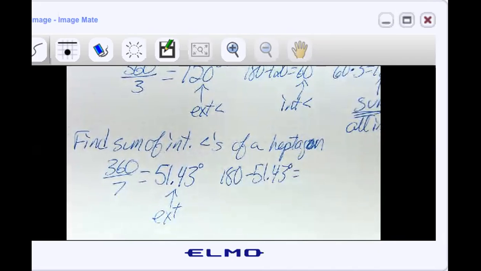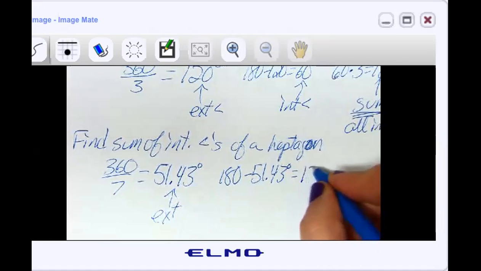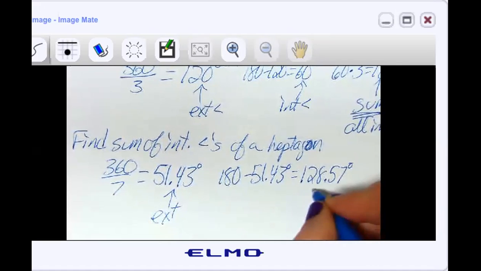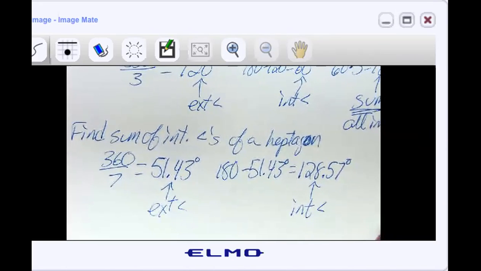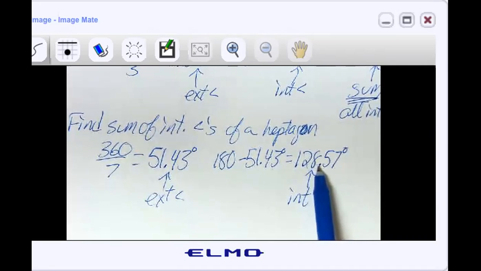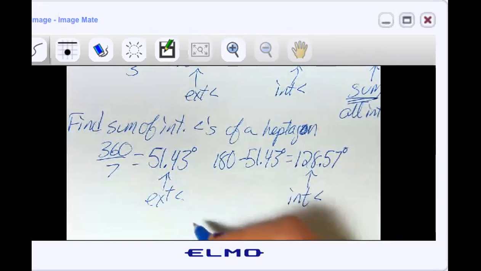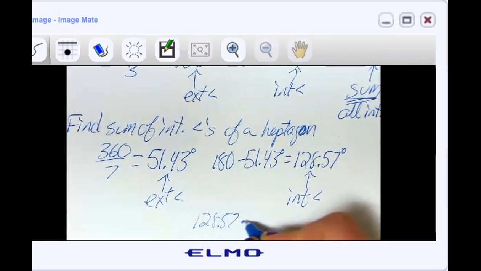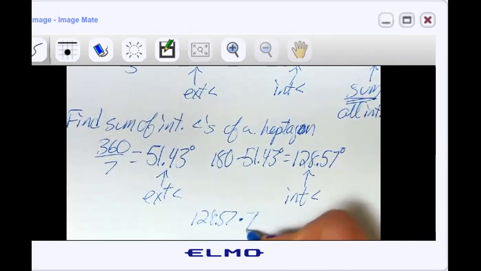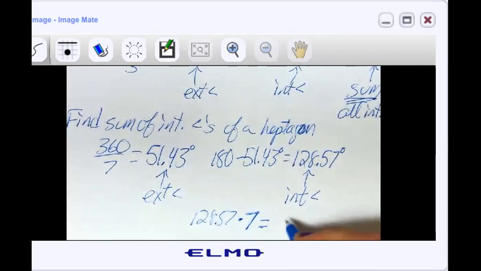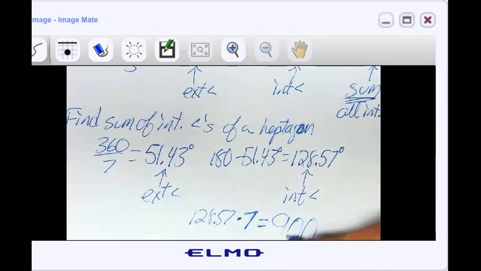So that's just going to get me 128.57. There's my interior. And then if I want to find the sum of all of them, which is what I want, I'm going to take that answer and multiply it by 7, because there's 7 sides or 7 angles, right? So 128.57 times 7, and I get 900. Times 7, because there's 7 sides in a heptagon, which means there's 7 angles. So the answer to this particular question is 900.